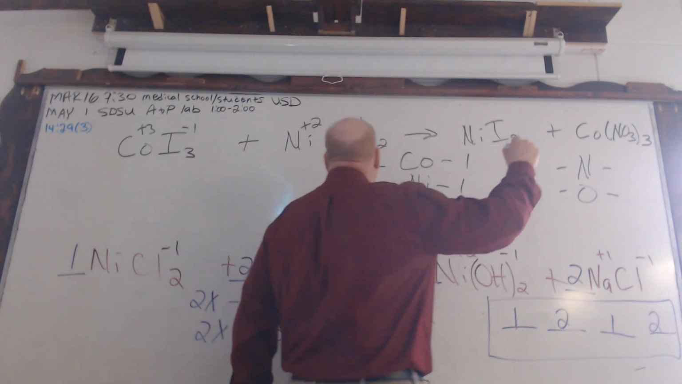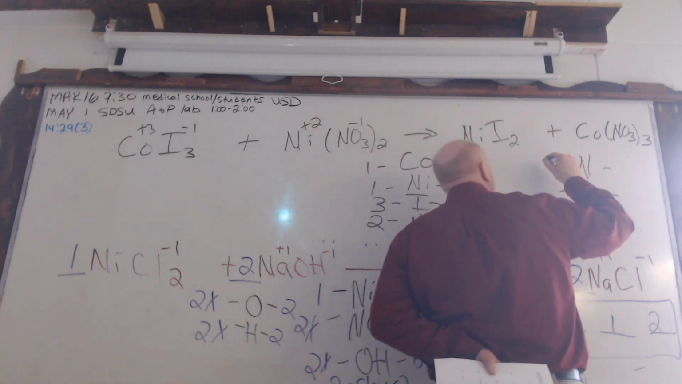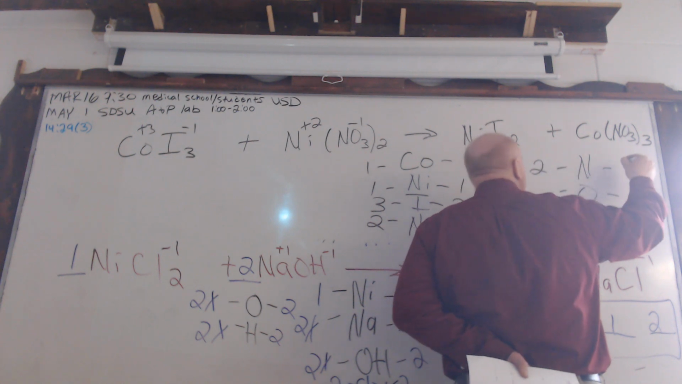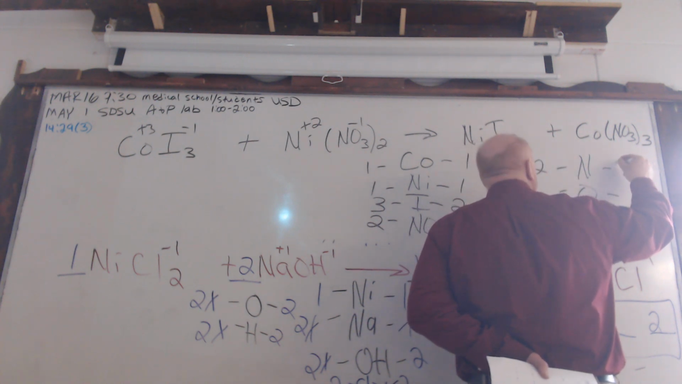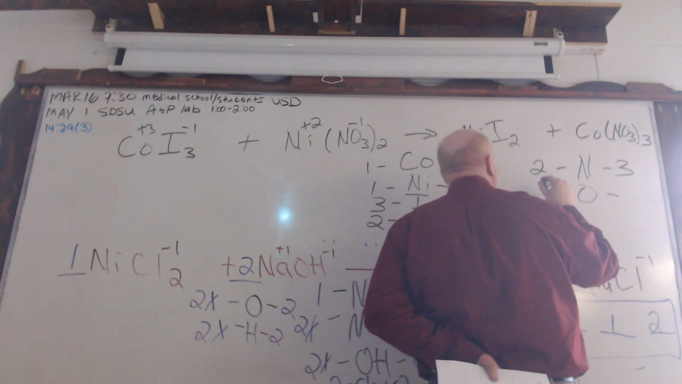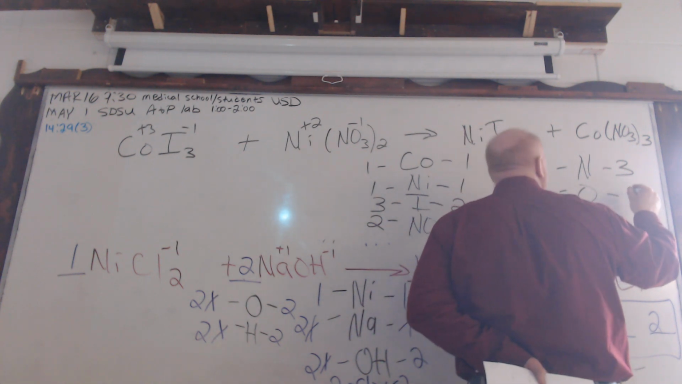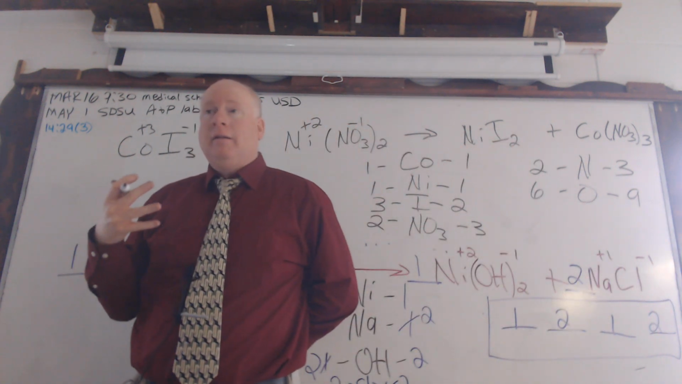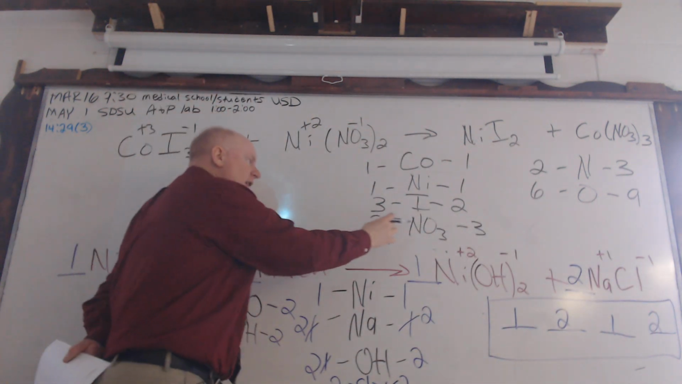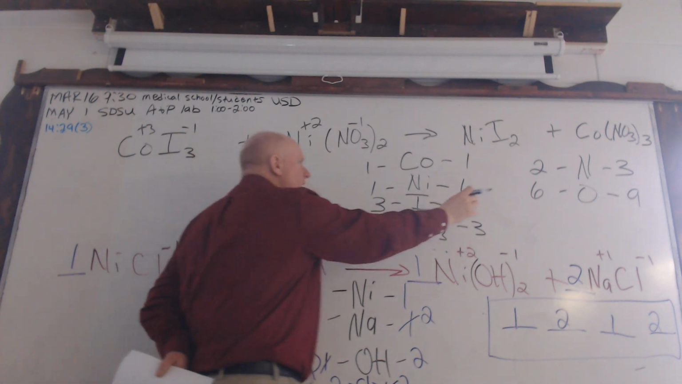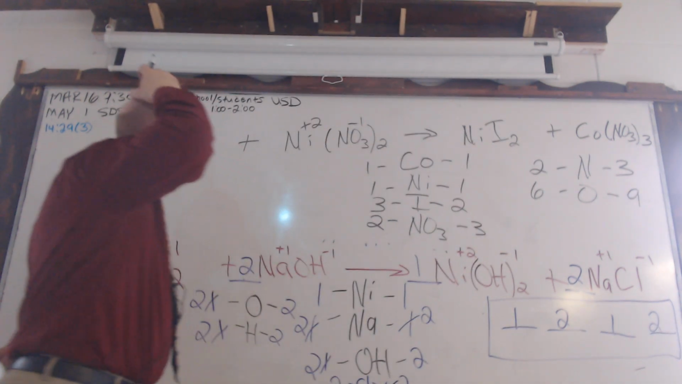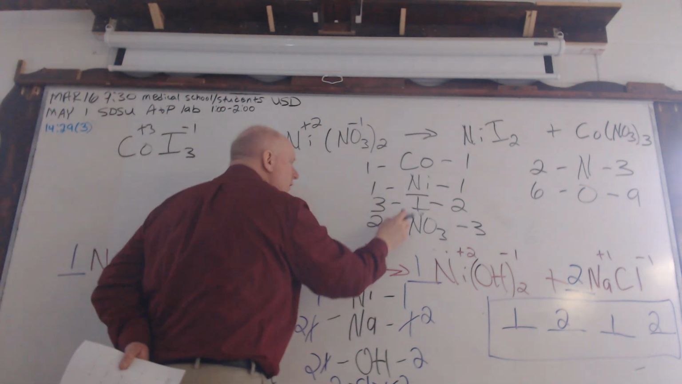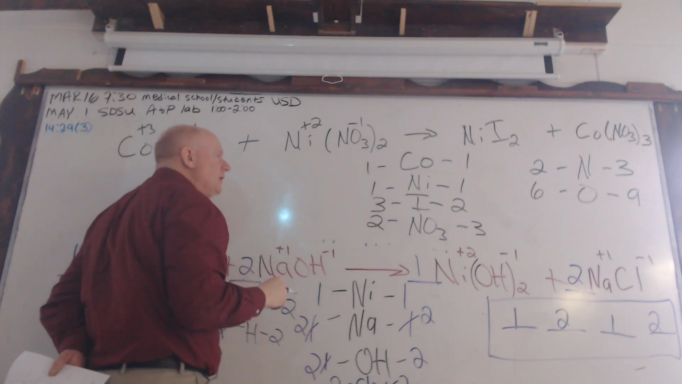And then nitrogen's left, 2. Is it 6 or 2? 2. Okay? Nitrogen's right. Oxygen's left, 6. Oxygen's right, 9. Okay? And I guarantee, trust me, this works out a lot easier, but you can split them up if you want. So where do you think is the best place to start? Nickel, iodine, or here? Oh, well, nickel's already balanced.